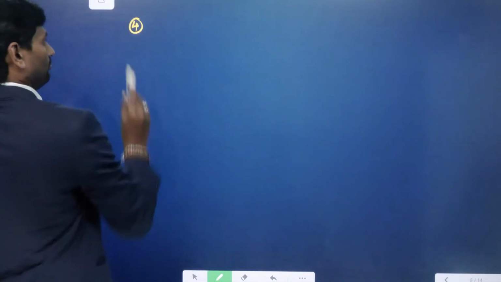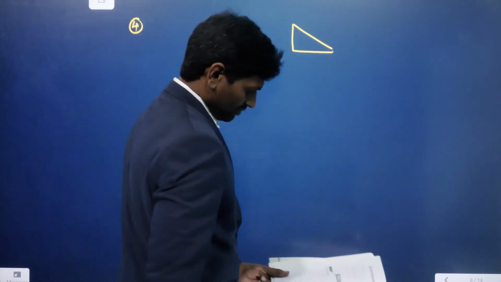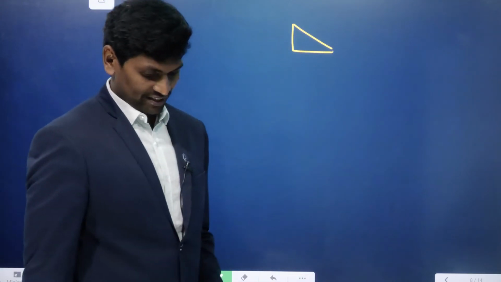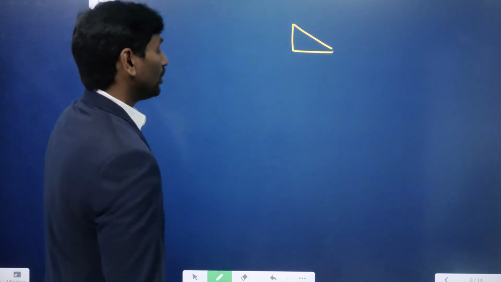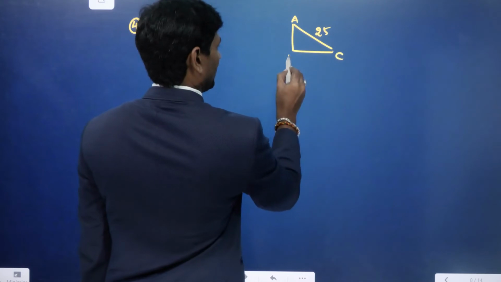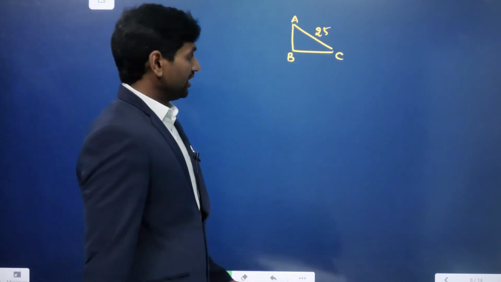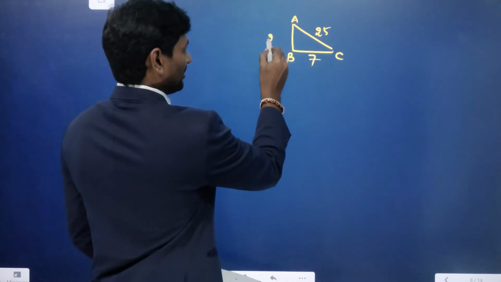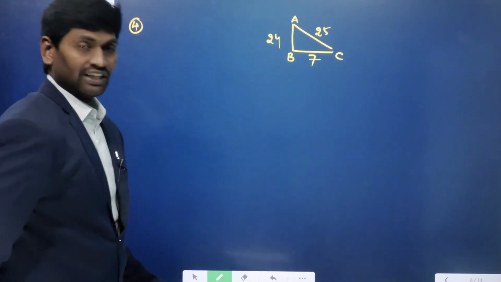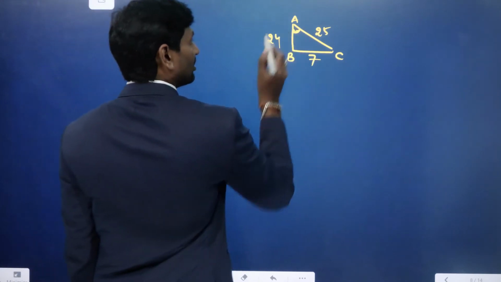Question number 4. In triangle ABC, AC equals 25 centimeters, BC equals 7, AB equals 24. Among them, the highest side is 25, so this will be AC, and here B will be. So right angle at B. BC value is 7, this one is 24. Then cosecant A. According to A, we have to take cosecant A.